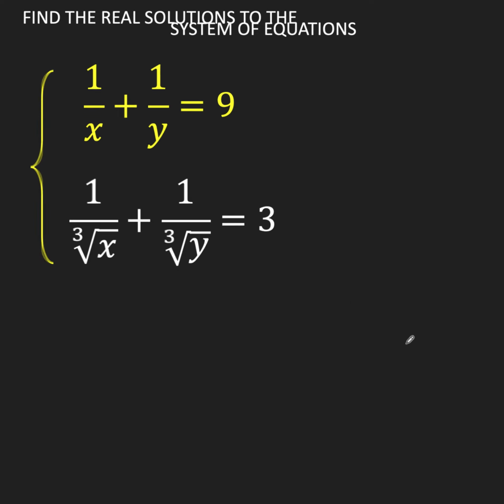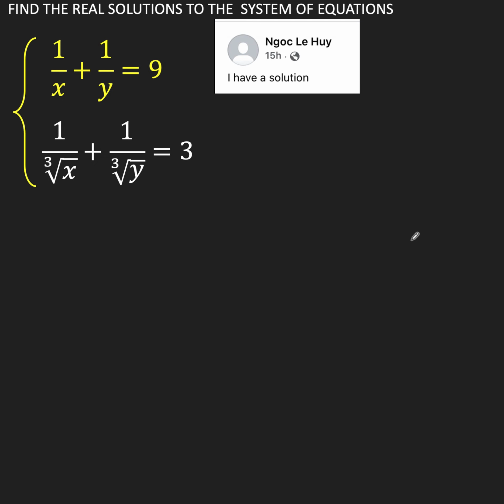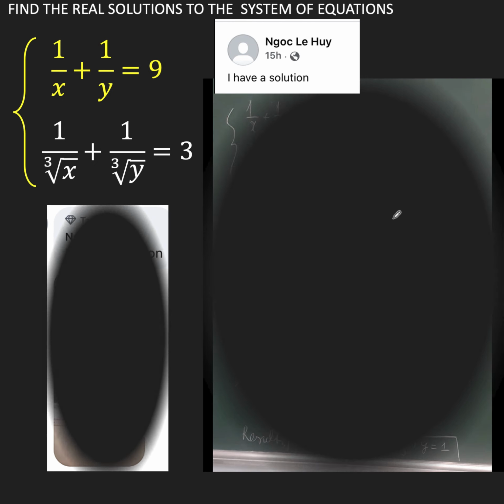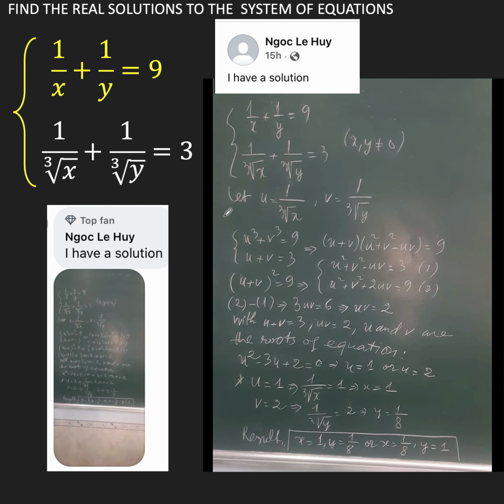The first one is given to us by Professor Ngok Lihoy, and here is his solution. I'm going to discuss the solution later on. His final result is x equals 1, y equals 1 over 8. But since this equation is symmetric, we can interchange x and y and still we have the same equation and still we have the same result. So we can also interchange 1 and 1 over 8 for the value of x and y. So x could be 1, y is 1 over 8, or x equals 1 over 8 and y is equal to 1.